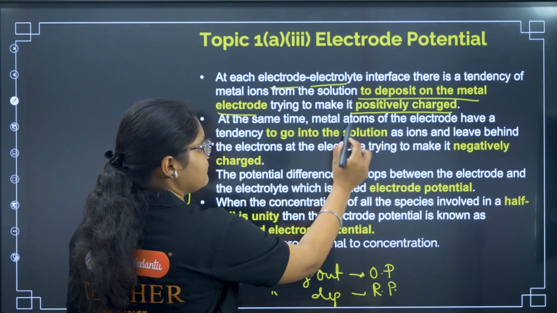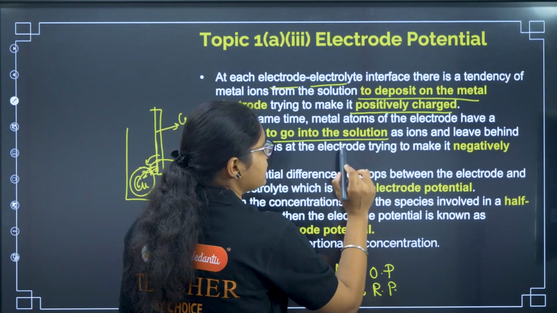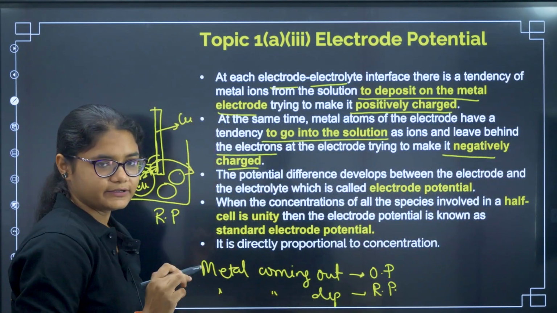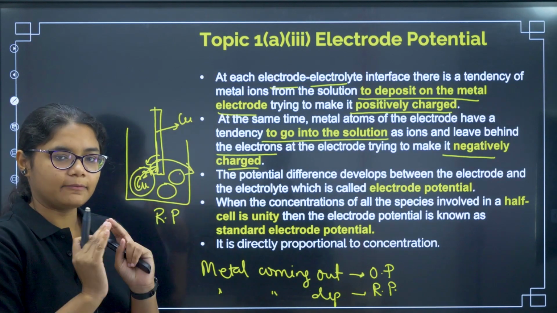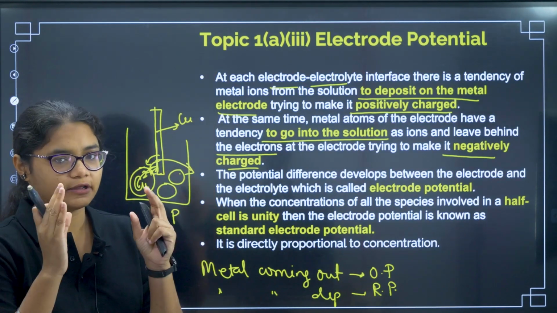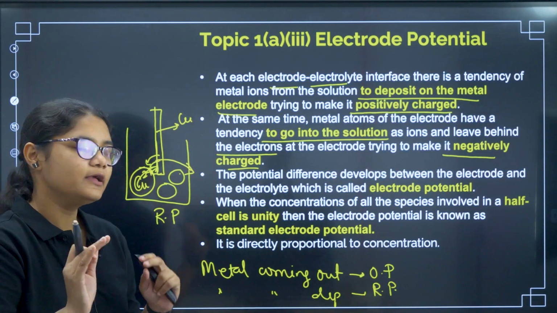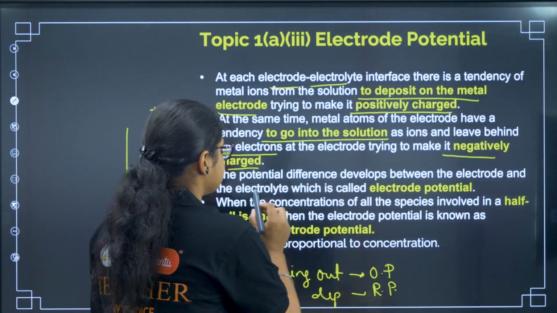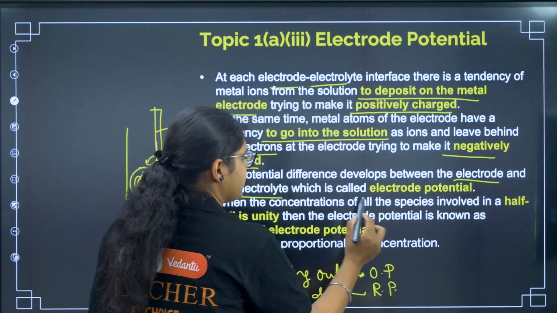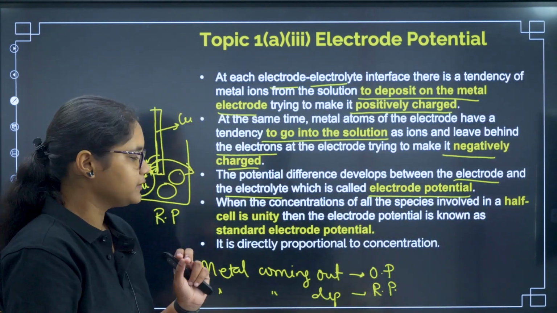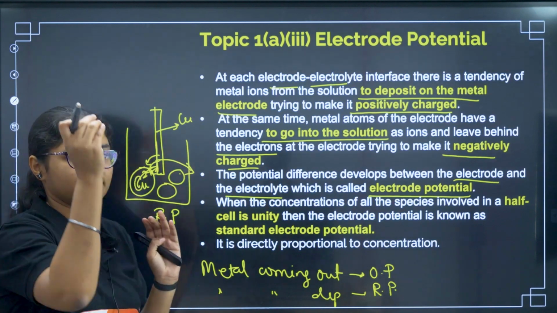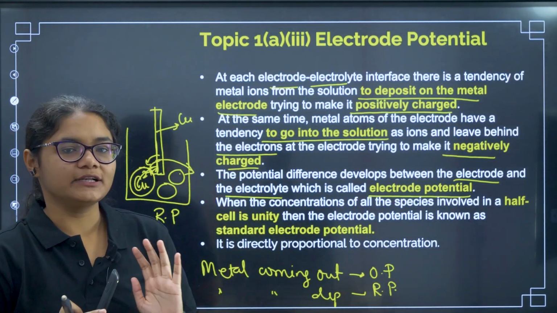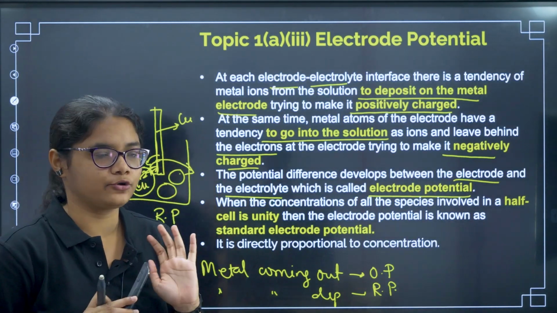At the same time, metal atoms of the electrode have a tendency to go into the solution as ions, leaving behind the electrons, and they are negatively charged, right? As I told you, two things are happening. Either the metal is coming out of the electrode, giving charges to the electrode, or the metal is getting deposited on the electrode. This potential difference between the electrode and the electrolyte is called electrode potential. Very simple thing, we need not know that much. Whenever there is an electrode and an electrolyte, a charge difference is generated, due to which a potential is generated, and that potential is called electrode potential.